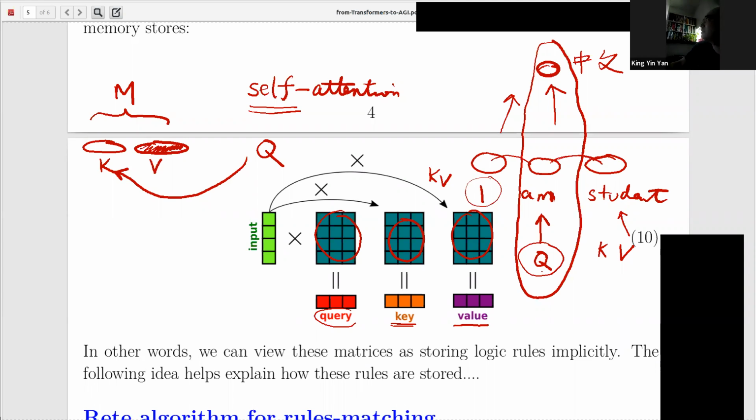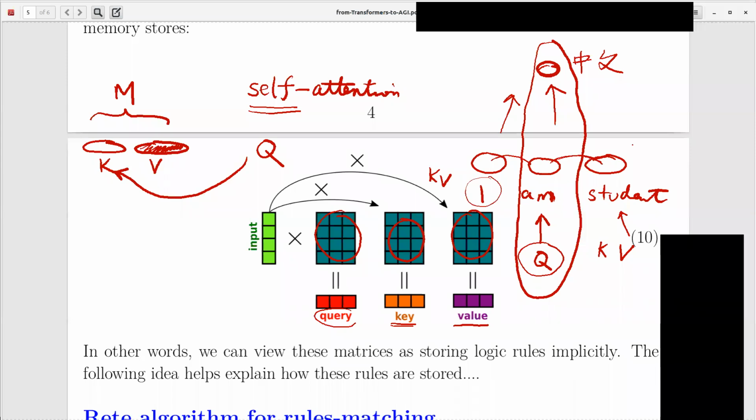So I have a query and then I will have an output. The output is the lookup of the memory of the key values in other words. So each word, like "I" and "student", consists of two parts: one is the key, one is the value.